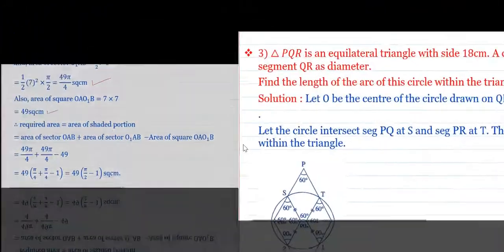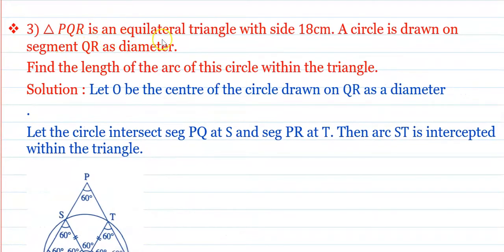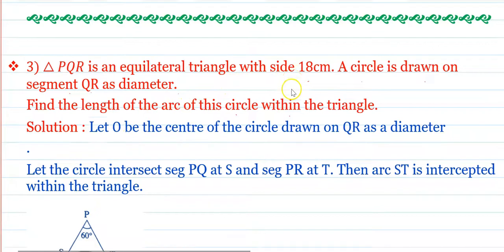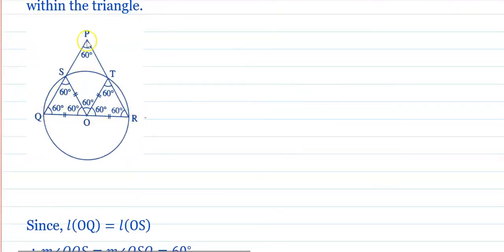Now the next problem. Triangle PQR is an equilateral triangle with side 18 centimeter. A circle is drawn on segment QR as a diameter. Find the length of the arc of this circle within the triangle. Now see this, the triangle PQR, and the side of this triangle is 18. QR is 18, PQ is 18, PR is 18. Considering QR as a diameter, we will draw the circle, and we want to find out the length of this arc. As this triangle is equilateral, all angles are 60 degrees.